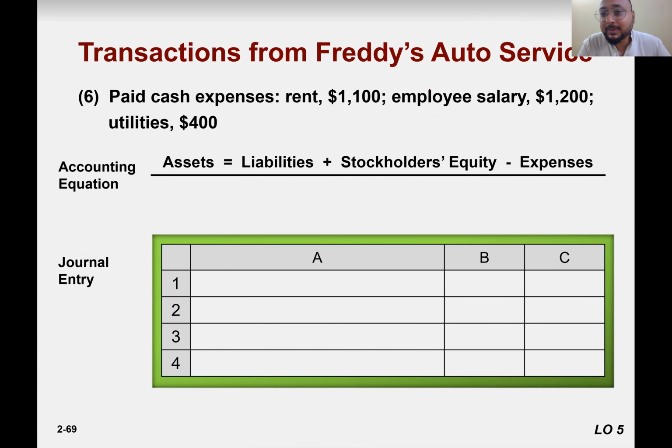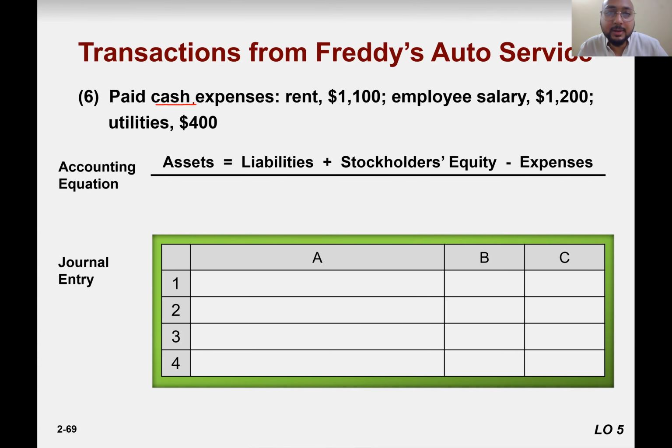Okay, now do this transaction. This transaction is basically a combined entry, which means it is going to hit more than two accounts. So first of all, let's identify the accounts. First, read the transaction: paid cash expenses. See the words cash expense, it means you pay through cash. Cash is not delayed. It means you pay the cash. So, paid cash expenses: rent 1,100, employee salary 1,200, utilities 400.